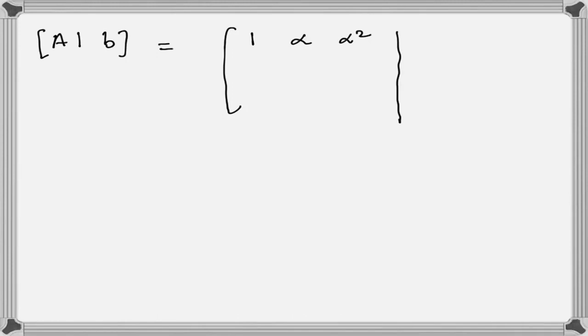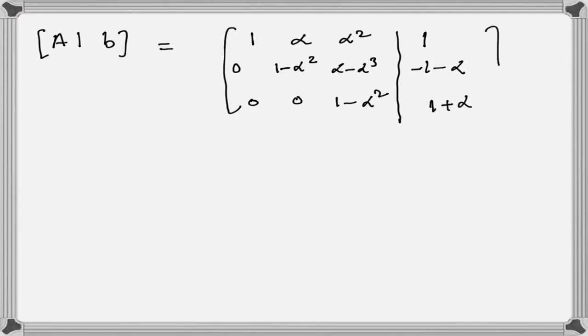So this is what we have. A augmented B is nothing but 1, alpha square, this is 1 0 1 minus alpha square, alpha minus alpha cube, minus 1 minus alpha, 0 0 1 minus alpha square, and this is 1 plus alpha.